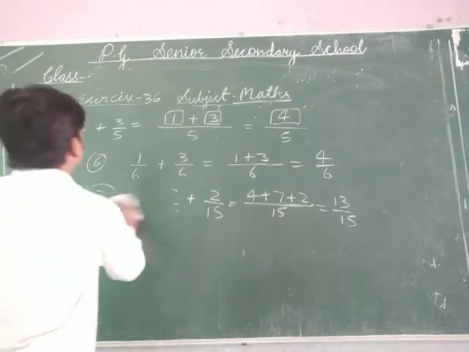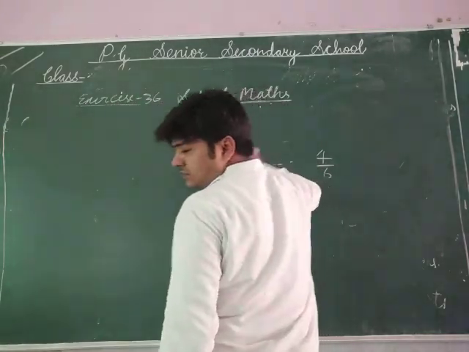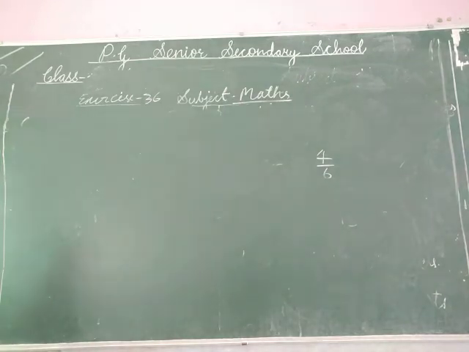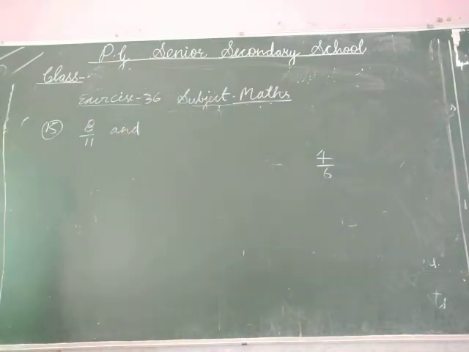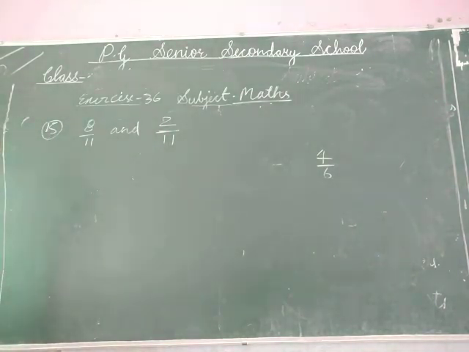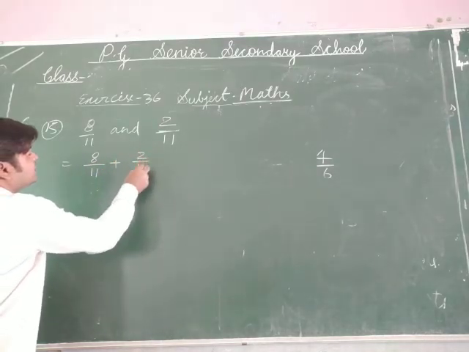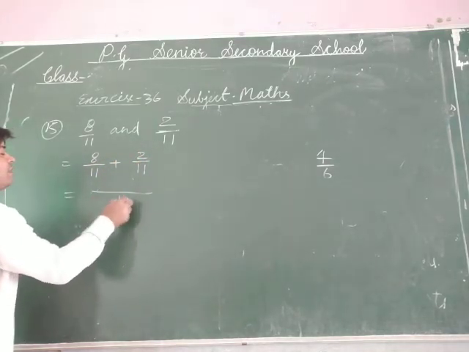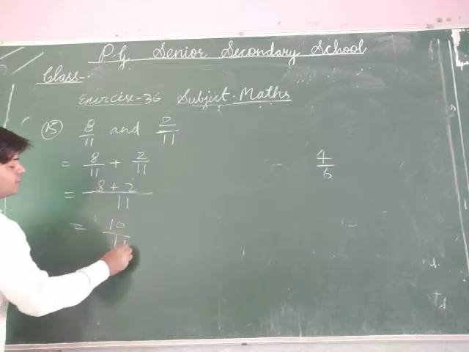Question number 15 I am going to give you. 8 upon 11 and 2 upon 11. You have to add these numbers. So how will you add? Firstly, you have to write these fractions with a plus sign. Then you will add: 11 will be downside and upside the numerator will be 8 plus 2. So 10 upon 11 is your answer. Okay.